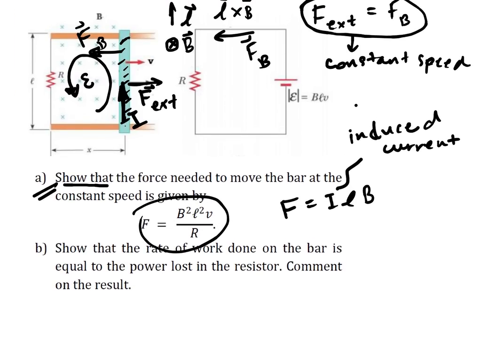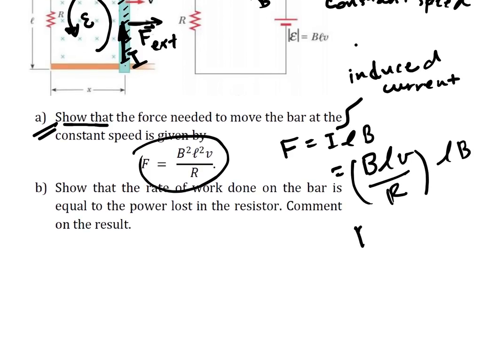Okay, so this becomes BLV over R times LB, and this becomes B squared L squared V over R. So that's the answer for part A.